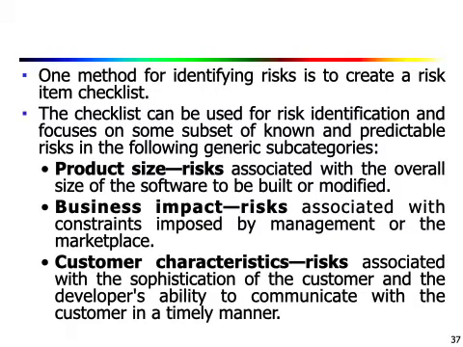That is the one method for identifying risk. And this checklist can be used for risk identification and focus on some subset of known and predictable risks in the following generic subcategories. So these subcategories are product size risk, business impact risk, customer characteristics risk, process definition risk, development environment risk, technology to be built risk, staff size and experience risk. These are the different generic subcategories.